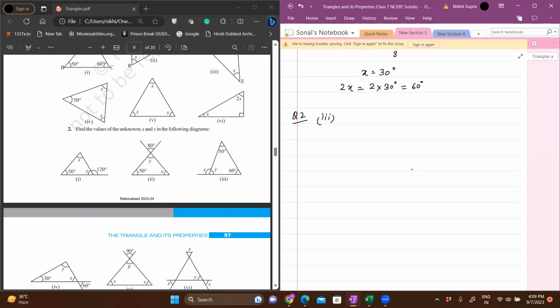Otherwise, we can do one more way here. We can find out the value of x using the exterior angle property, and then the value of y using linear pair, right? So x is equal to 50 degrees plus 60 degrees. So the value of x is equal to 110 degrees because of the exterior angle triangle property.